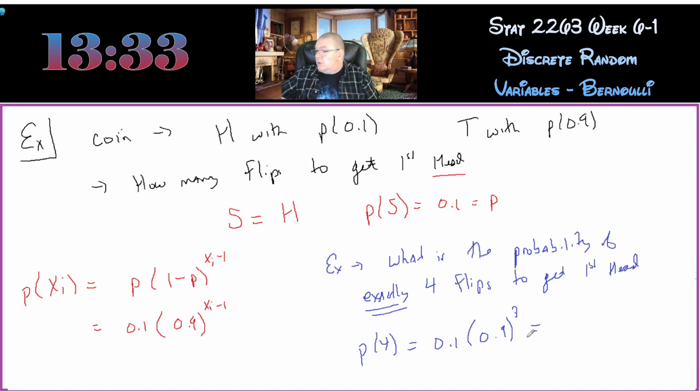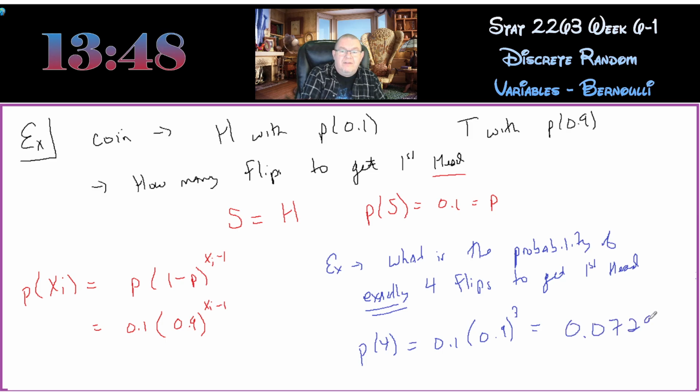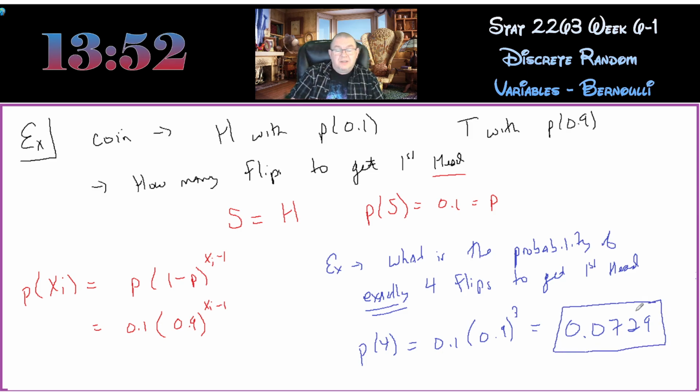And let me just open my Windows calculator again. 0.9 times 0.9 times 0.9 times 0.1 is 0.0729. I know you can't see the calculator, but that's fine. You have a calculator in front of you. So it turns out that there's a 7.29% chance of getting a head in 4 flips.